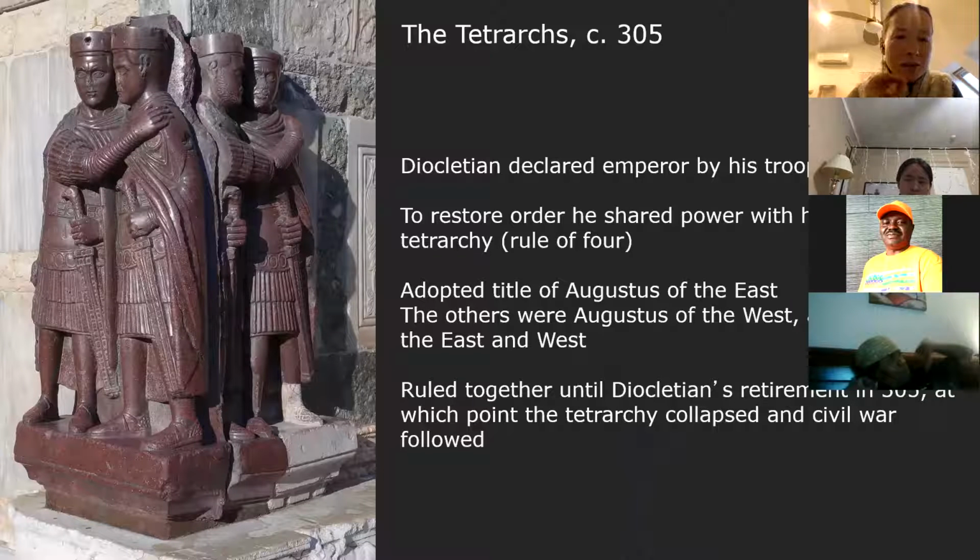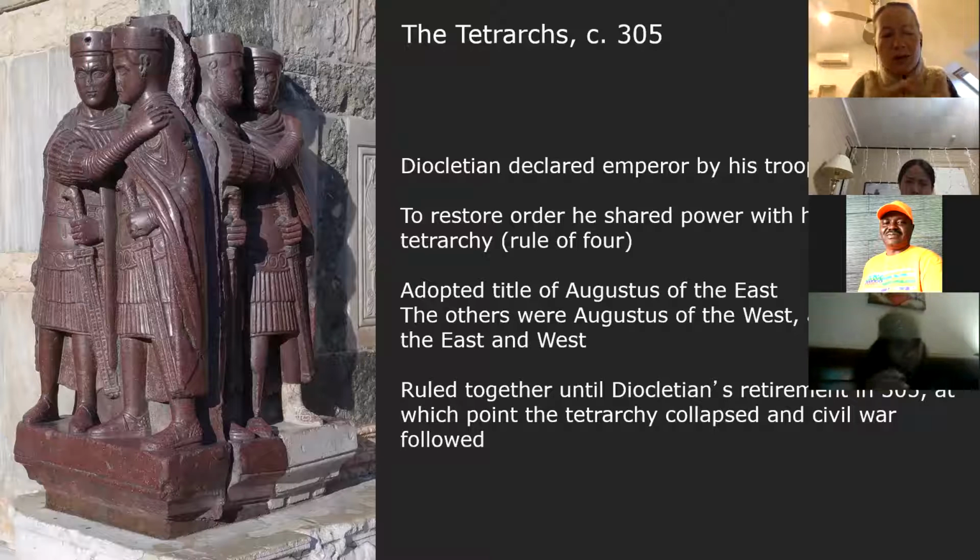And here's a sculpture of them, which is very interesting because now the tetrarchs look exactly the same. You have them in similar wardrobe. You have them almost looking exactly the same. The face is stylized. You have them corner to corner, shoulder to shoulder, to kind of show that they're going to rule the empire together.